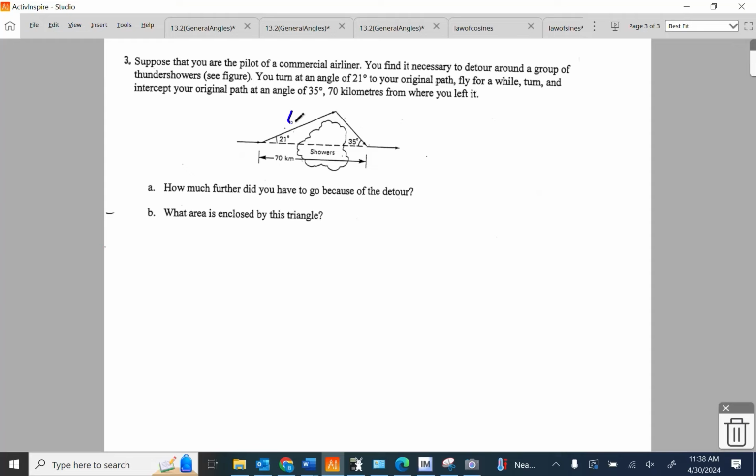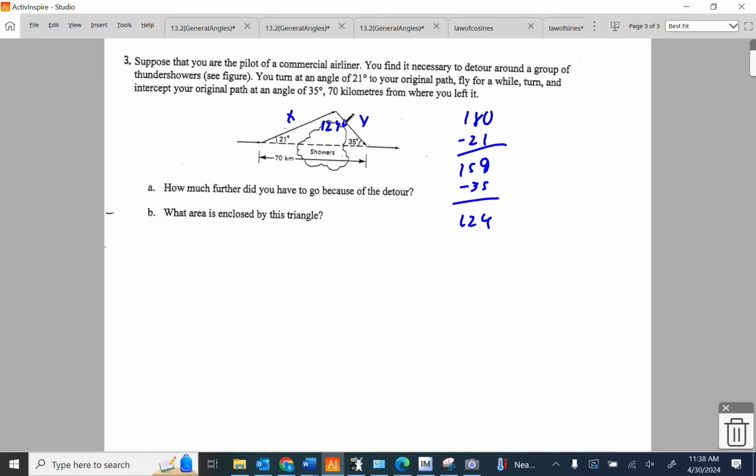Well, you need to find these 2 sides here. That's what you have to find. You got to find those 2 sides. The first thing you have to find is this angle up here. So, off to the side, you're doing 180 minus 21, which is 159. Then you take away your 35, which is, what, 124? Seems right.